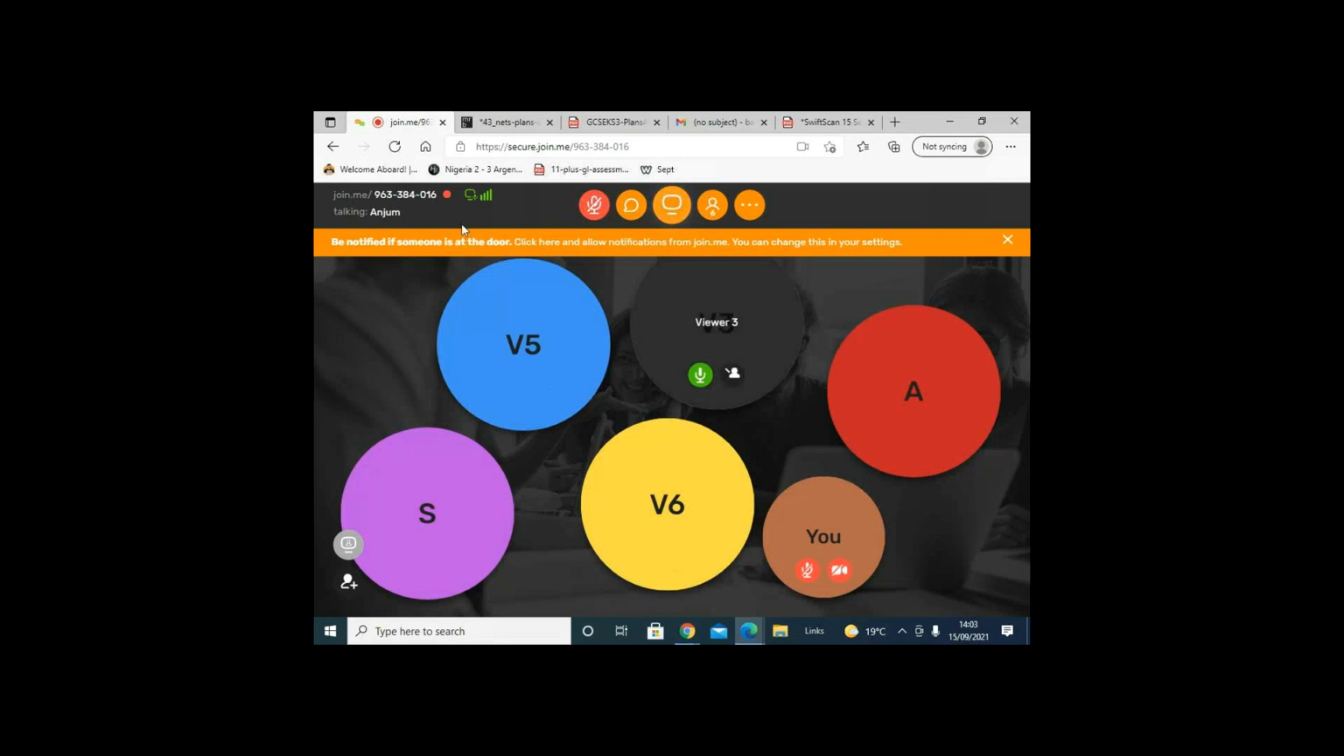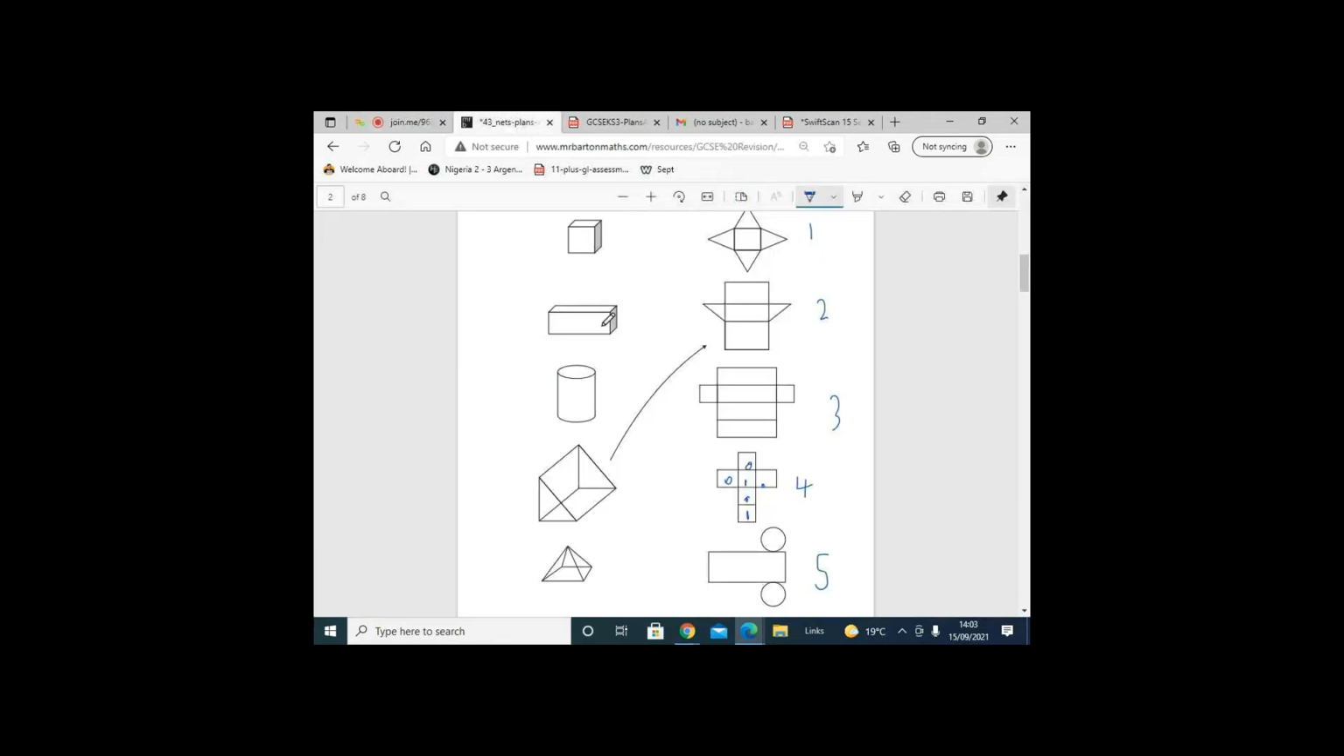Judith, are you there? Yeah, I'm here. Okay. So what do you think is going to be the possible net of this keyboard? The keyboard one is 3. It's 3, yes. If you look at this part now, the difference between this 3 and 4 is that these ones are different shapes.